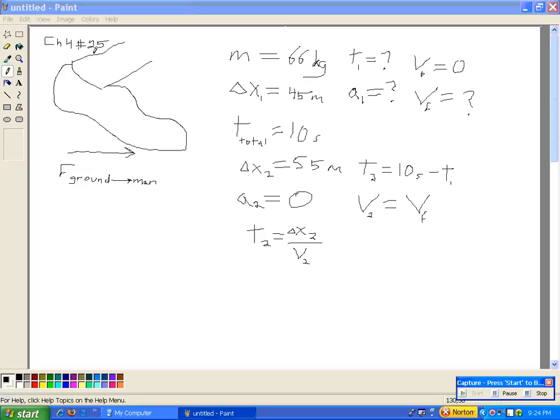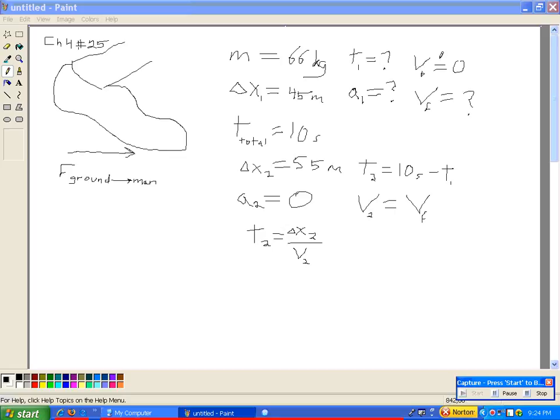Alright, this is chapter 4, number 25. Here you see the man is being pushed by the ground forward. He's sprinting around 100 meters. He goes the first 45 meters accelerating. We don't know what his acceleration is.